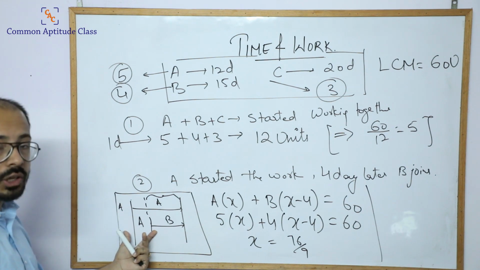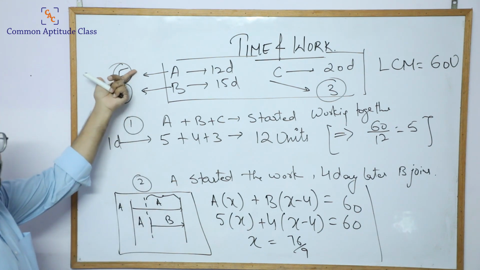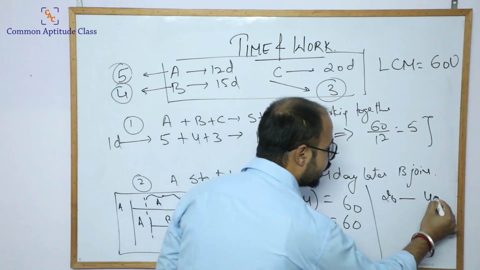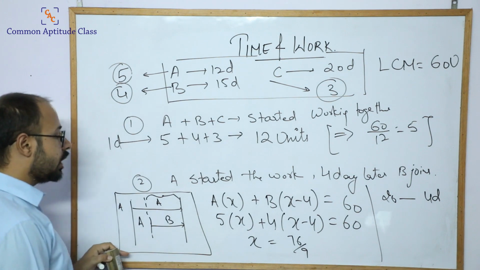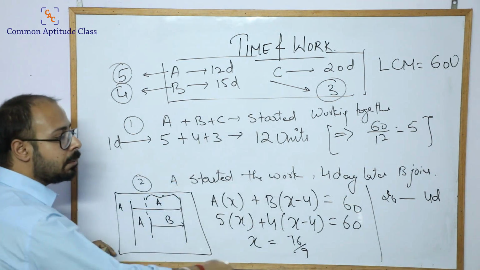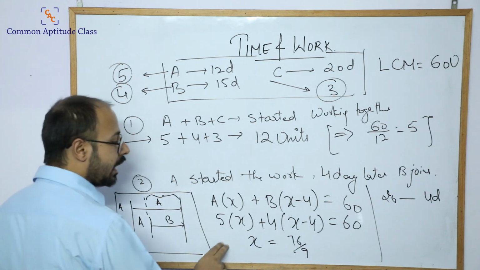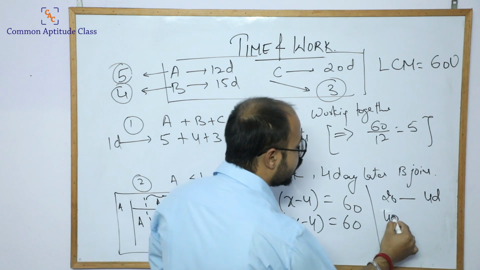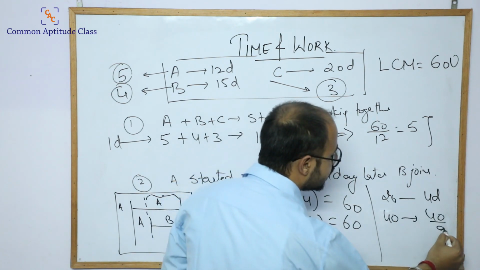So A worked for 4 days. How many units? 5 units per day. For 4 days, 20 units are produced by A. Then how many units are left? Out of 60, 20 done, 40 left. 40 is to be done by A and B. A and B, 9 units. So to produce 40 units, they will take 40 by 9 days.